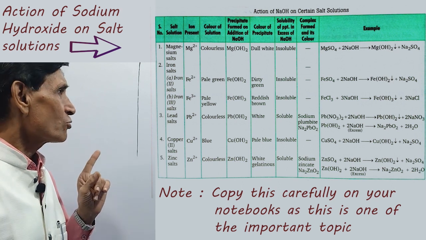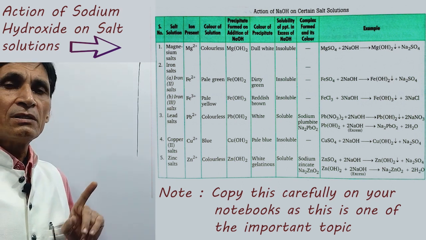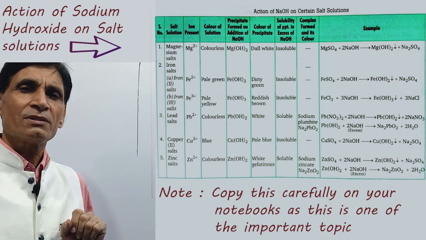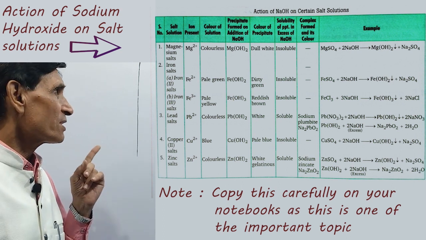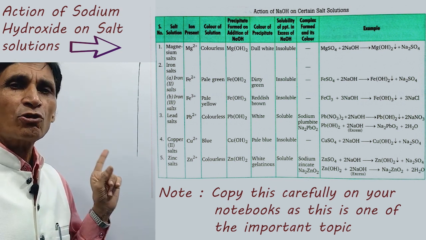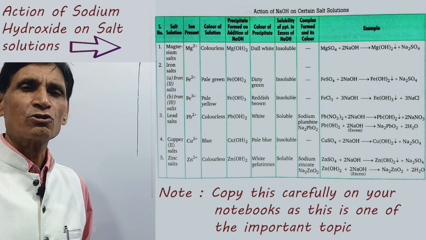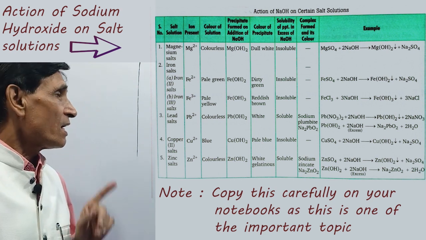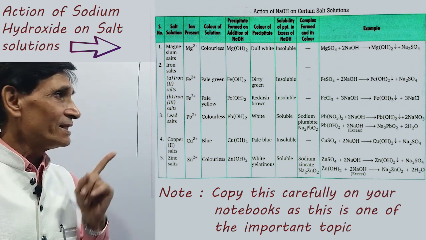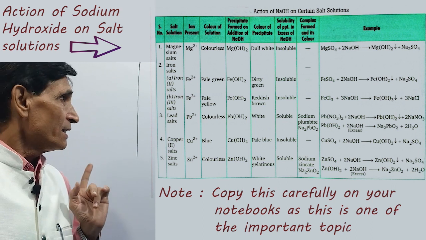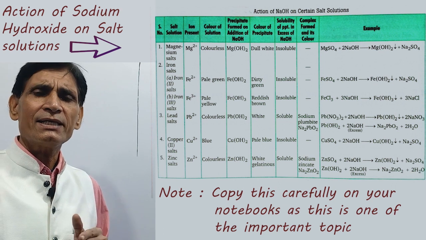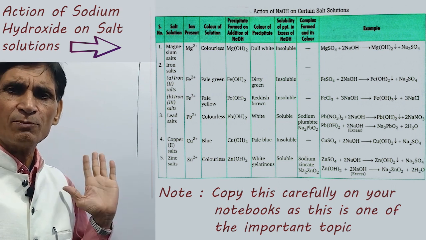If sodium hydroxide solution is added drop by drop to the green solution, there is formation of a dirty green precipitate. Name of the precipitate, ferrous hydroxide, Fe(OH)2, dirty green precipitate. On adding excess NaOH, the precipitate does not dissolve, no effect. Reaction is given there. In the reaction I have taken ferrous sulfate. Like that you will write for ferrous chloride, ferrous nitrate, the same way.